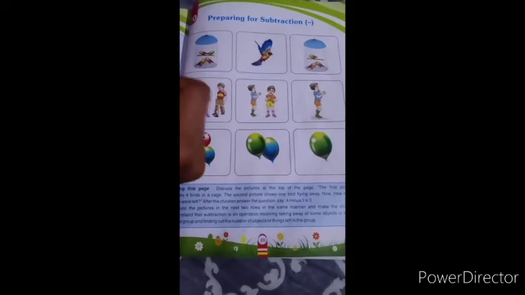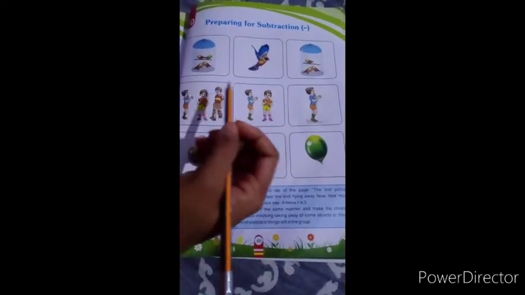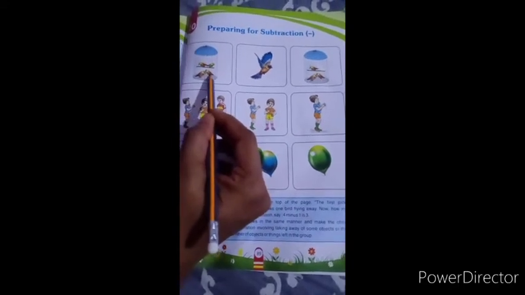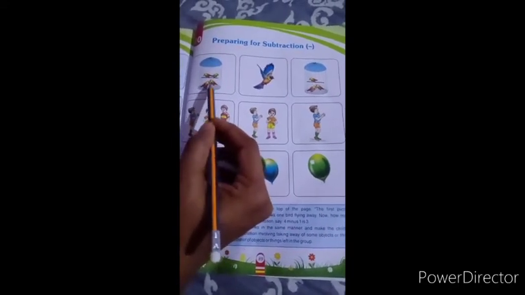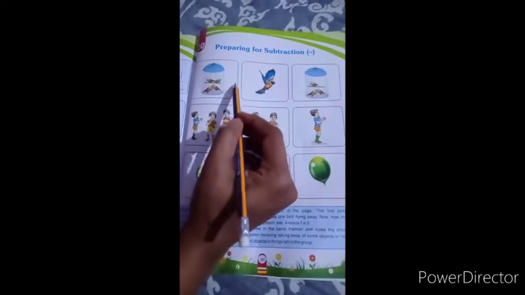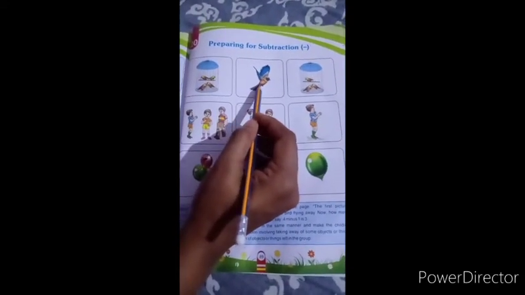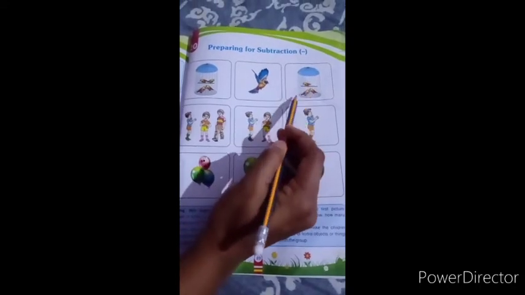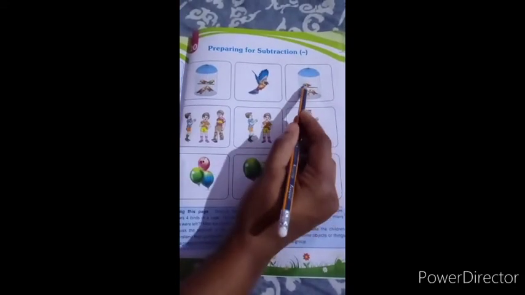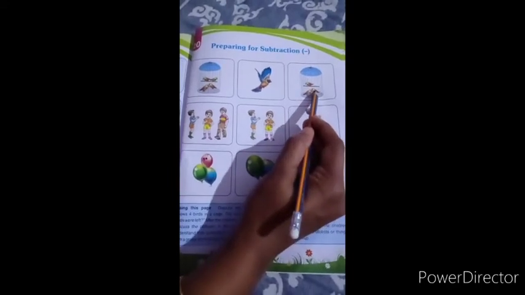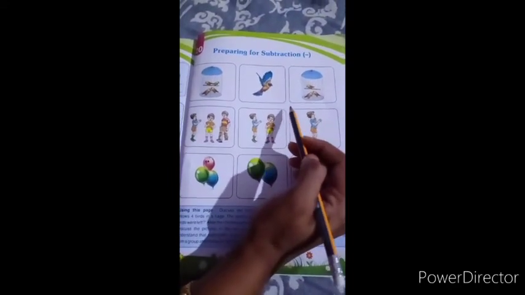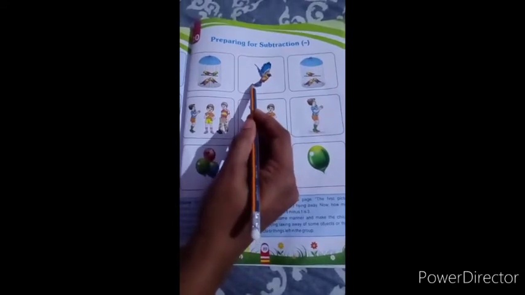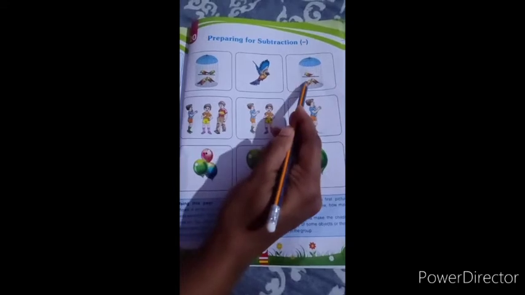Look at these examples. The first picture shows there are 1, 2, 3, 4. 4 birds in a cage. Suddenly, one bird flew away. Then, how many birds are left in the cage? Just count. 1, 2, 3. 3 birds. That means 4 birds minus 1 bird equal to 3 birds.